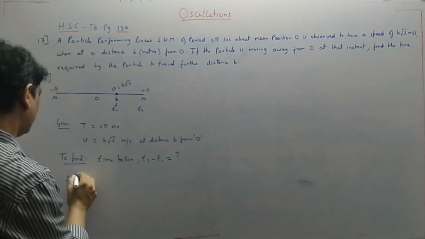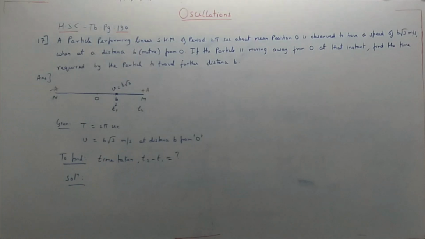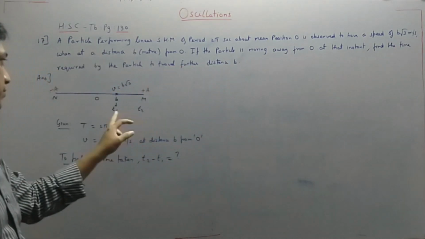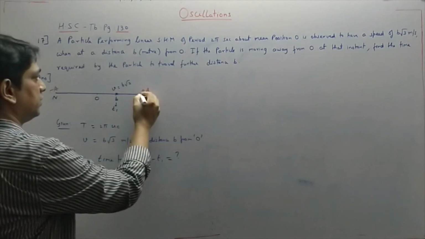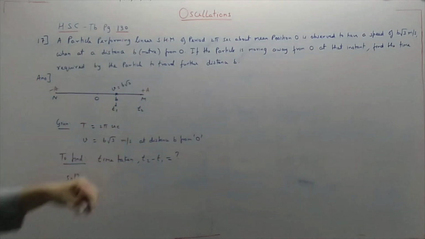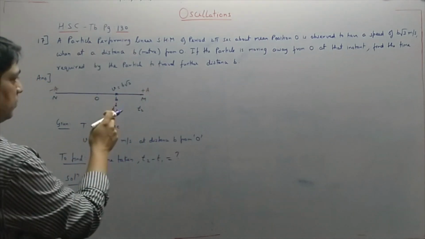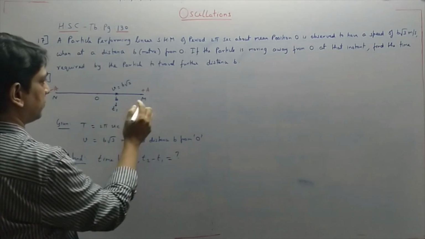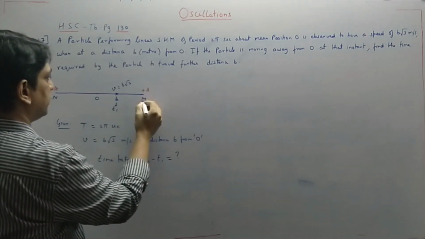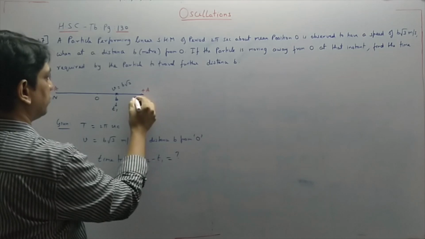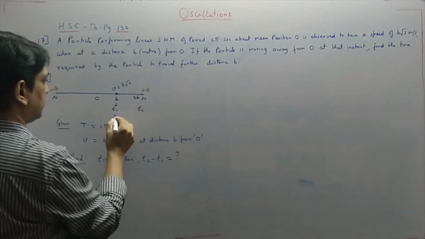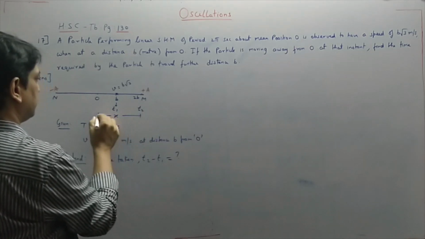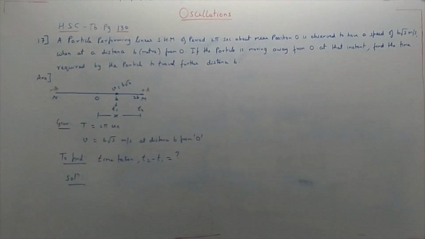Solution. What will be the time required by the particle to travel a further distance b? So it is basically the time t2 minus t1. First we will see what the further distance b gives. If this is b, the double is 2b. So twice of b we are going to get somewhere. At this point, this is nothing but the displacement x from the mean position.